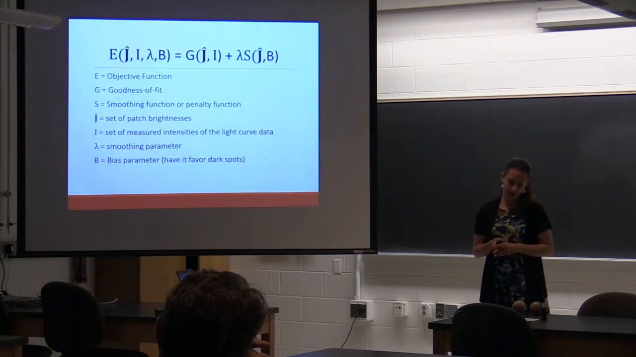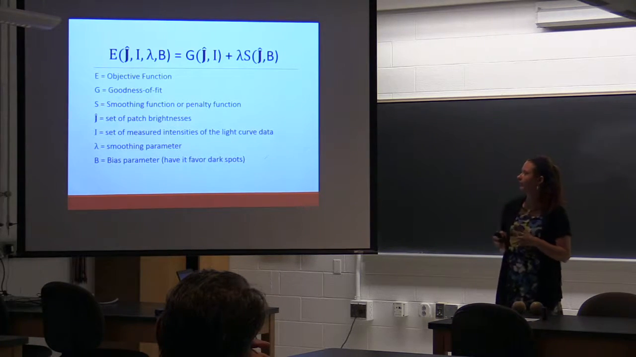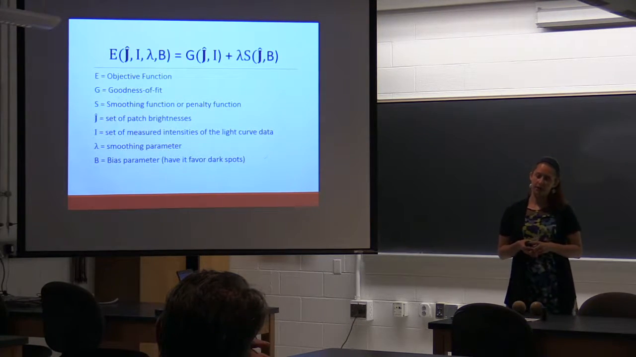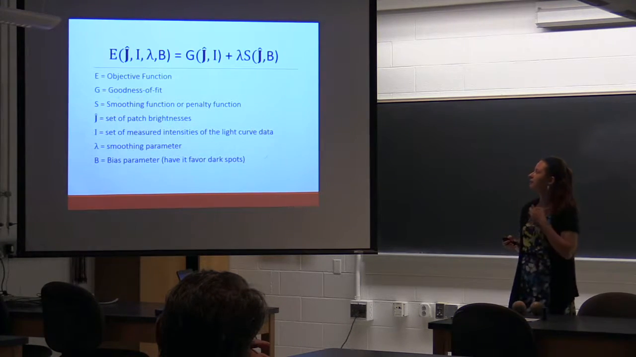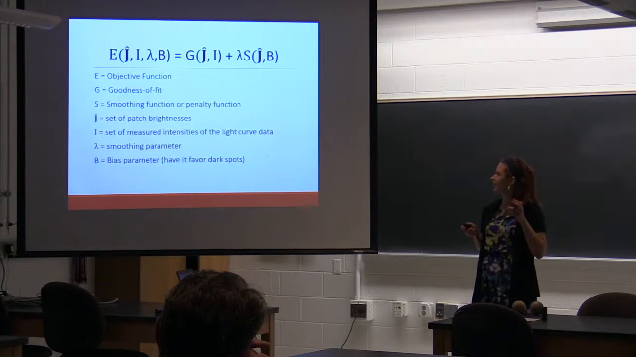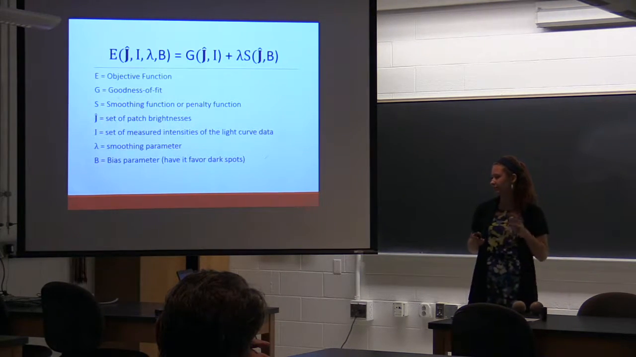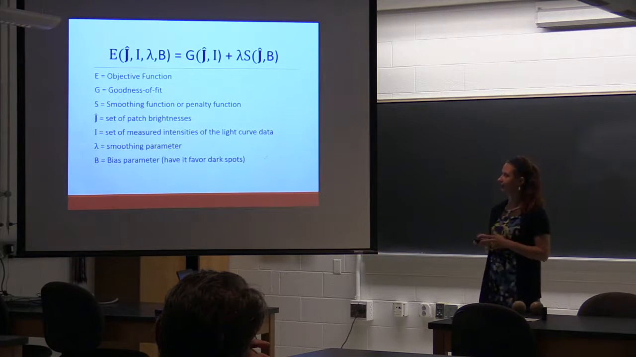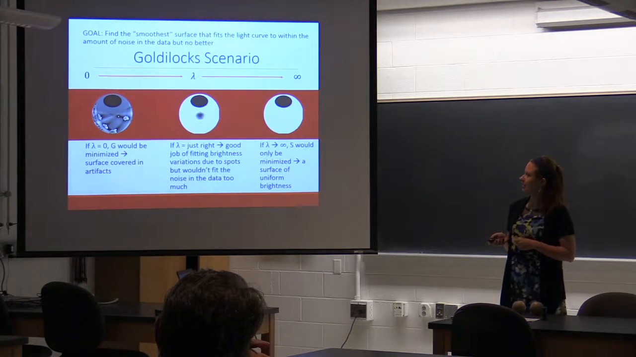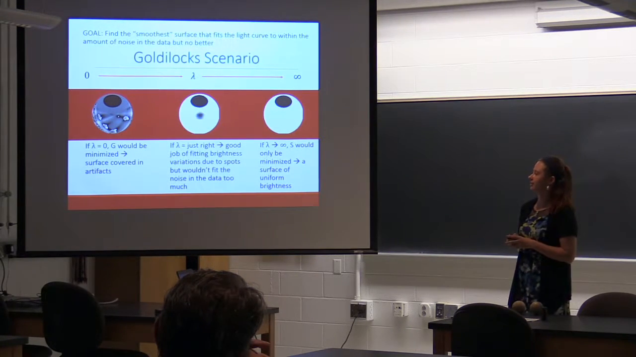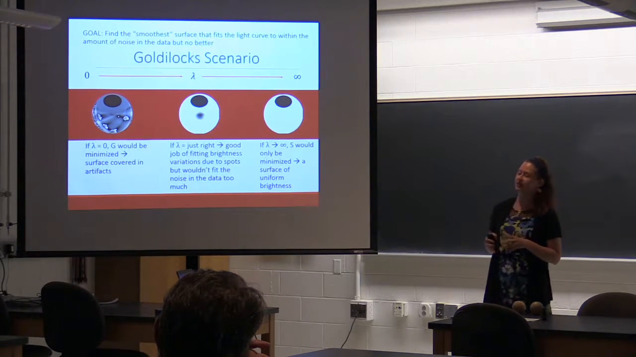So to combat this, we introduced the objective function, E, where E is in terms of j hat, the set of patch brightnesses, I, the set of measured intensities, lambda, the smoothing parameter, and B, the bias parameter, and that's going to be equal to G, the goodness of fit, plus lambda times S, the smoothing function. And it's important to know that small values of G mean a better fit. So we want to minimize the objective function. Essentially we're going to end up with a Goldilocks scenario, where our goal is to find the smoothest surface that fits the light curve to within the amount of noise in the data but no better.